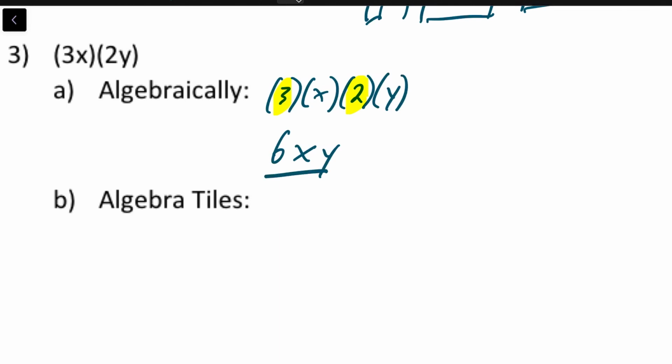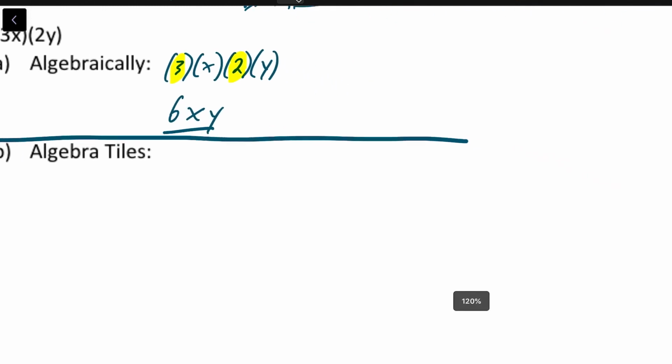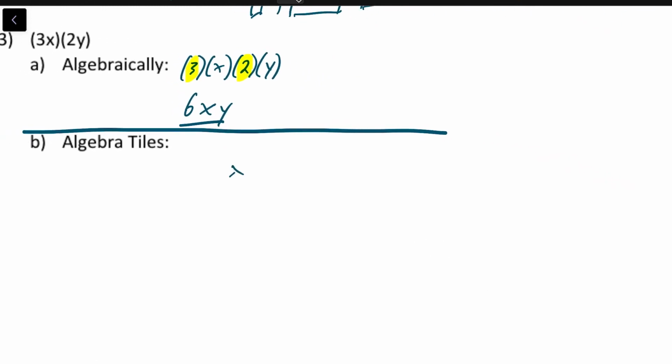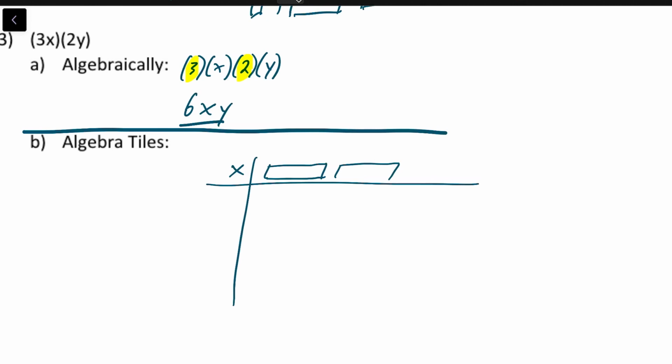All right. Using algebra tiles, we'll try to represent that again. Here, setting up my grid, I have 3x. Again, I'm going to put it along the top. 3x positive, right?